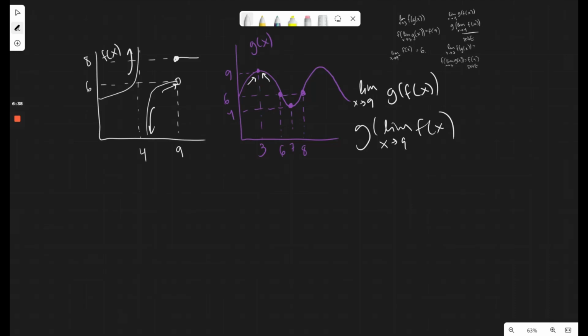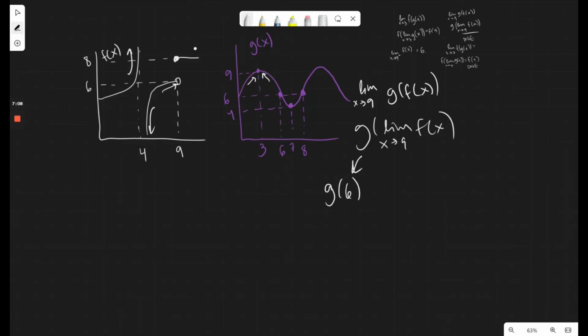Well, this is a little weird because this limit right here does not exist. But it's not that it doesn't exist because it's unbounded, like right here at x equals 4. It's that it doesn't exist because there's a jump discontinuity. So the left-sided limit is equal to 6. So if we were to look at this from the left side, it would be g of 6.